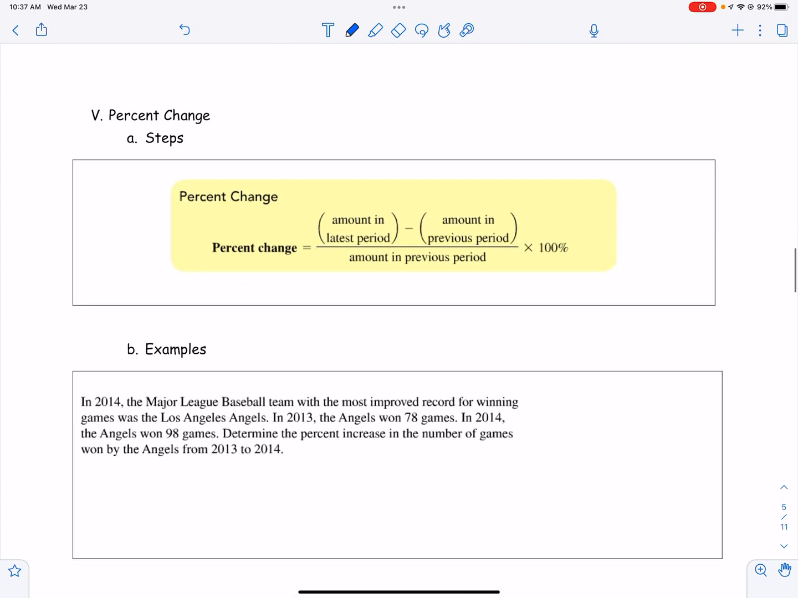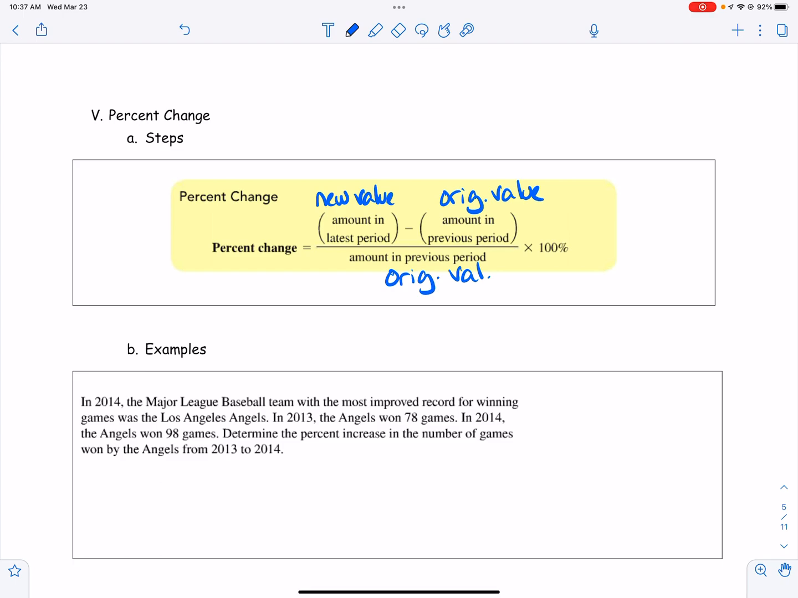All right, so some application problems that we're going to be doing. One of these, and these formulas will be given to you on the test, but I like to rewrite them a little bit differently so that you can find the values easier than what they're suggesting. So the amount in the latest period, I call that the new value. Then I'm going to subtract the amount in the previous period, which is the original value, and I will always divide by the number that I am subtracting on the numerator.